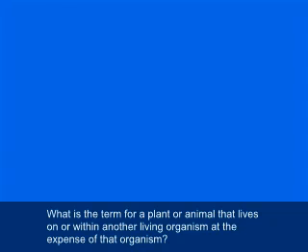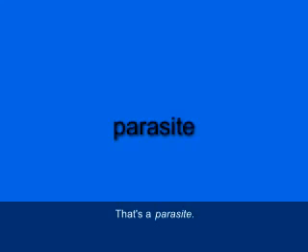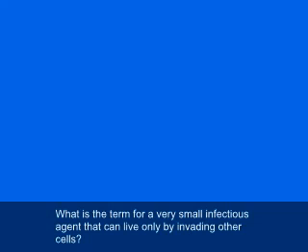And what is the term for a plant or animal that lives on or within another living organism at the expense of that organism? That's a parasite. Parasite. And what is the term for a very small infectious agent that can live only by invading other cells? That's a virus. Virus.